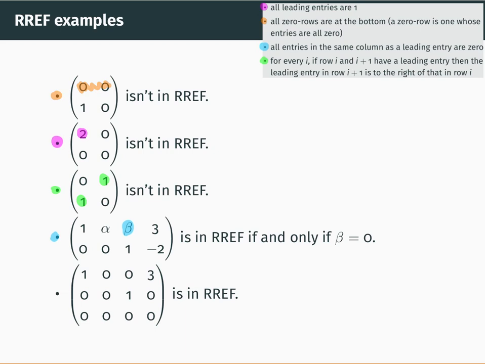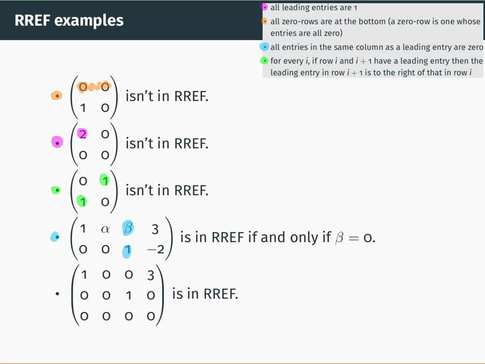If you take a look at condition 3, what it says is that all of the entries in the same column as a leading entry must be 0. Now there is a leading entry just here in row 2. The leading entry in row 2 is 1. It's in column 3. And in order to meet condition 3 of the definition of row-reduced echelon form, every other entry in that column must be 0. So beta, which is an entry in the same column as the leading entry 1 in row 2, must be 0 for that matrix to be in row-reduced echelon form.